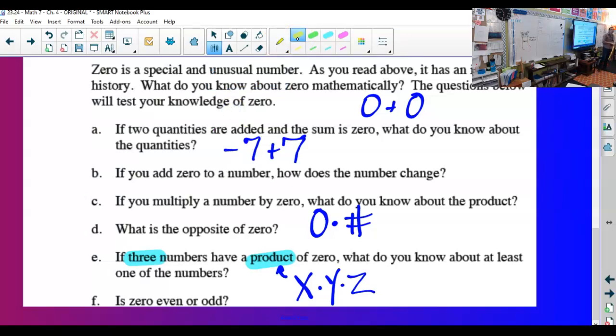Is 0 even or odd? Neither. Neither, because it's nothing.